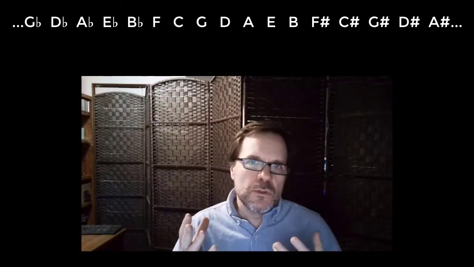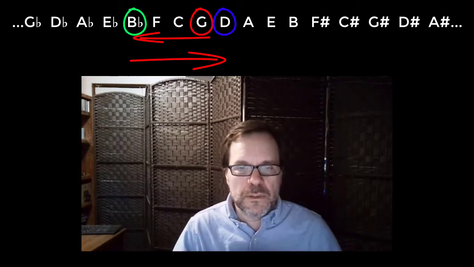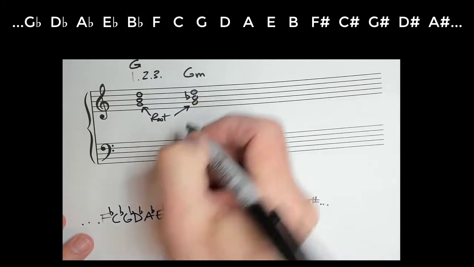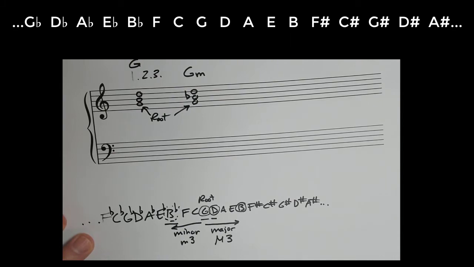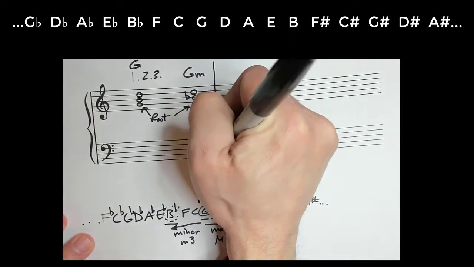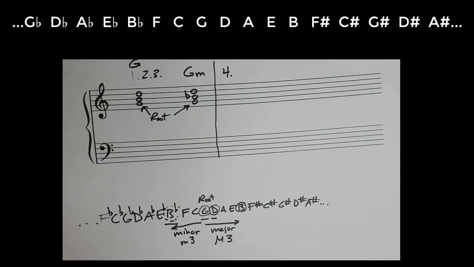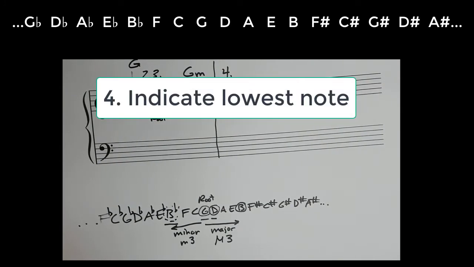You can always draw lines if you want for yourself, just from the root to the third to the fifth, and you can see the relative positions very clearly. If the root is in the lowest position of the given notes, then you're done. 3 steps. If not, then step 4 is to write a slash and indicate what the bass note is.